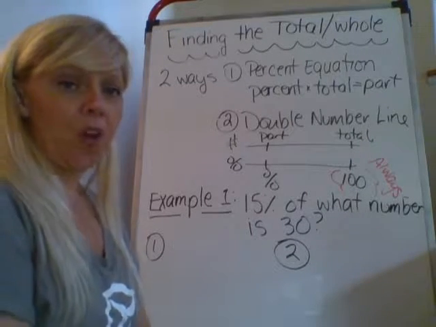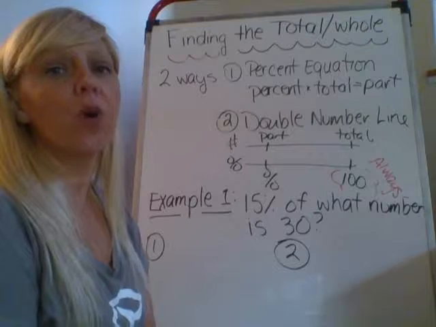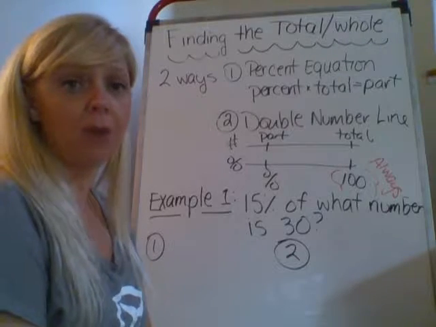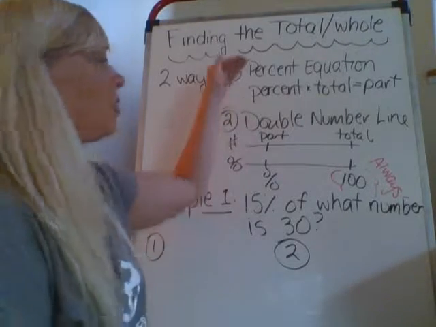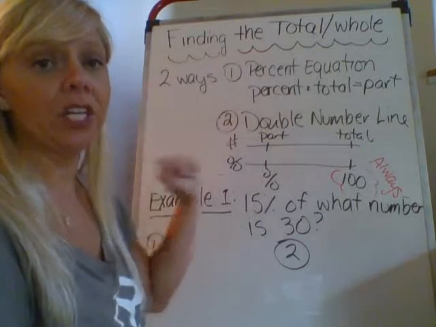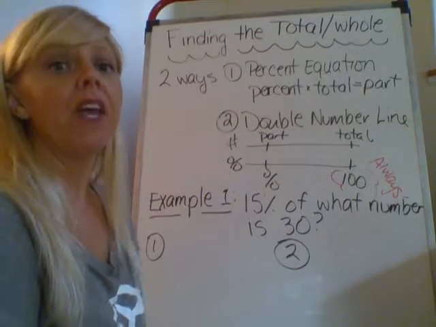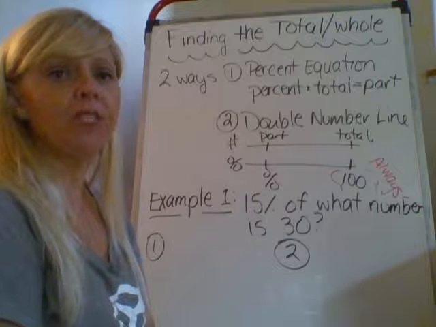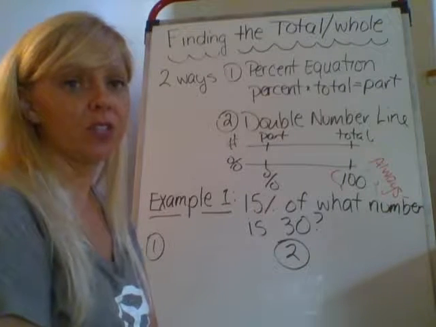Now our last one, finding the total or the whole in a percent problem. So again, we'll be going off the two ways using the percent equation and the double number line. So example one, 15% of what number is 30?